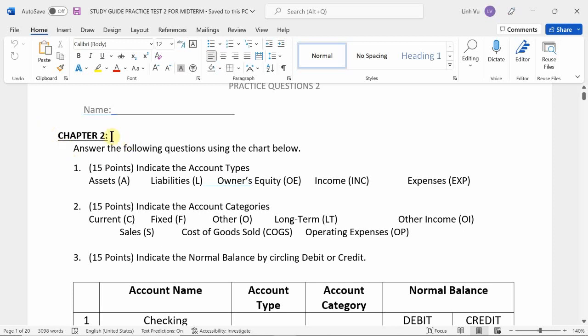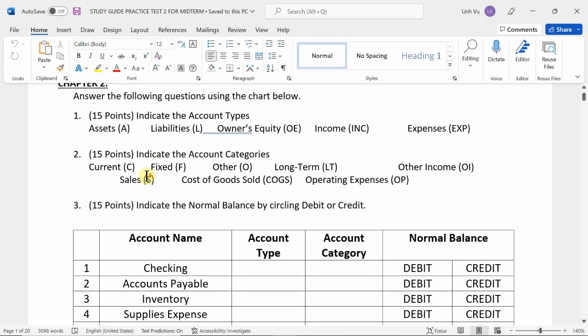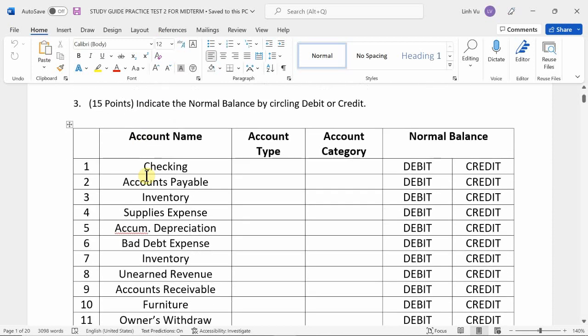So let's go ahead and take a look at what we could do here. I did it in order so we can be in order. So starting with chapter 2, right? This is what we learned. I'm going to be asking you this series of questions where I'm going to give you an account. You're going to determine the account type, you're going to determine the category, and you're going to determine whether it has a debit or credit balance, right? So number 1, right? Checking.